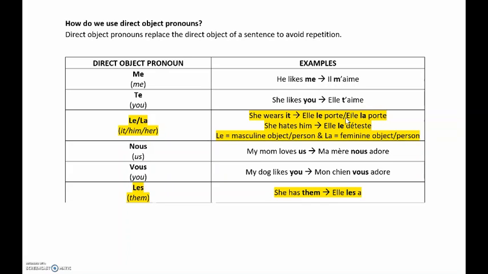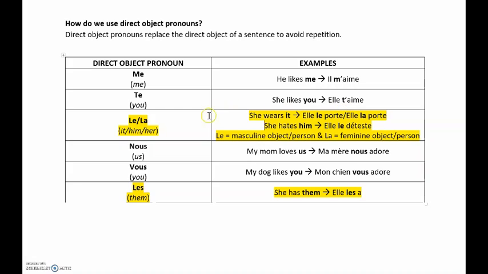Okay. So just like I said, how le and la can be referring to an object, an it, either le or la, it could be also referring to a person. So if I wanted to say that she hates him, then it would become elle le déteste. The him has been replaced, obviously, in French by the le to mean him, and it's masculine, so that's why we chose le. And I put it right there in front of my verb. Again, we'll talk about the placement in just a second.